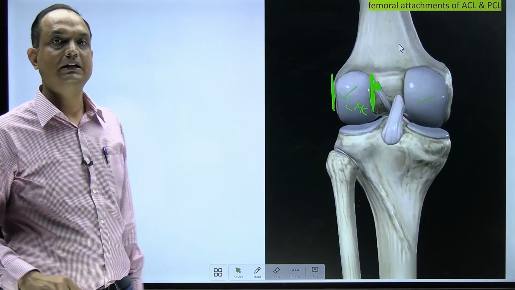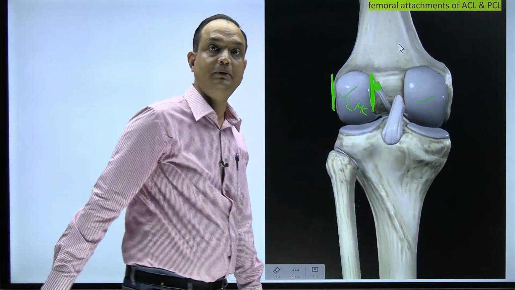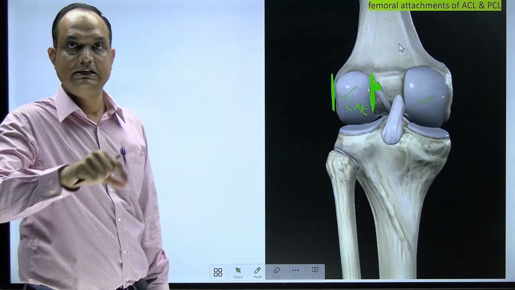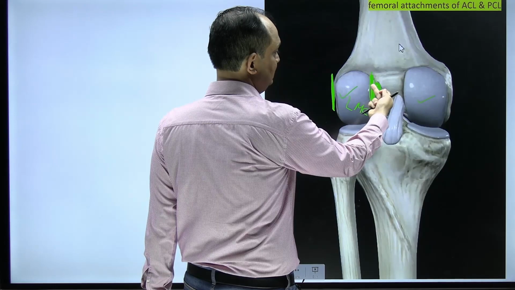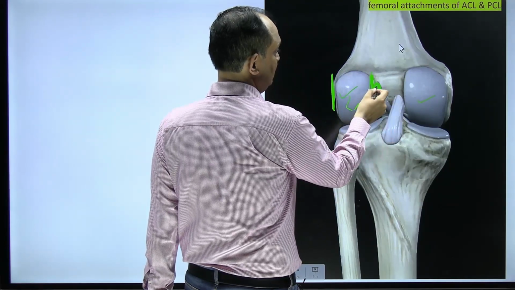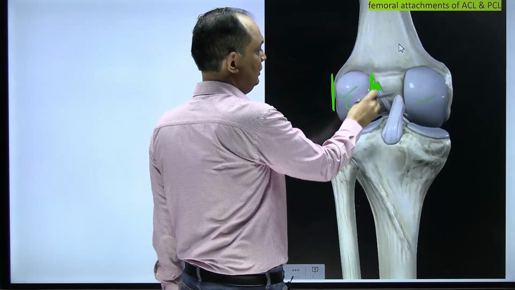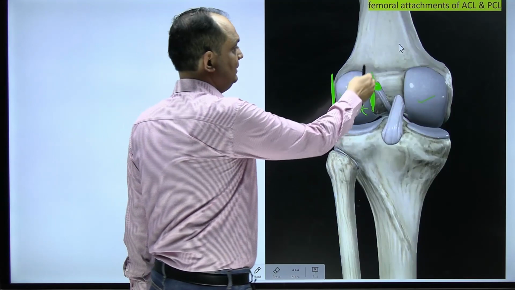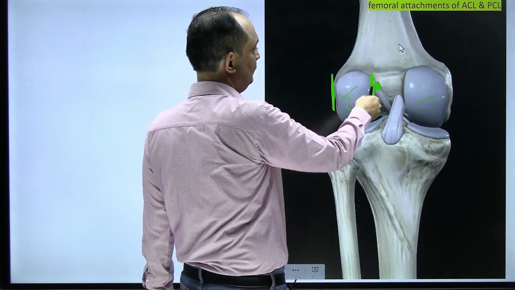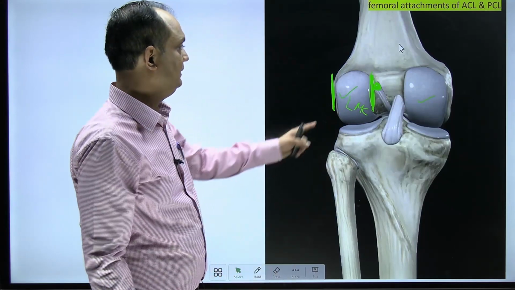So when you see the anterior cruciate ligament, it arises from the anterior aspect of the tibia, that is the intercondylar region. Then it has a backward and lateral direction, and in this way it attaches on the medial surface of the lateral condyle of your femur. Clear? So what is that? Medial surface of the lateral condyle of the femur. Clear?